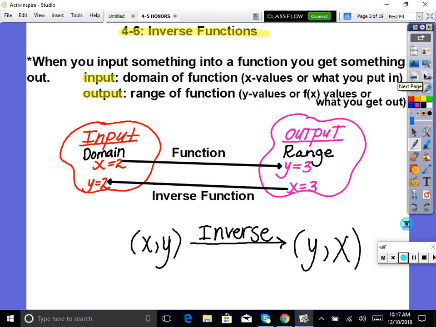First of all, input and output. When we input, it means we plug something in, and output is what we get out when we plug in a value. Correct, everybody? That's how input and output work in a function. So if that's true, then input is the domain. Domain is x values, which is input. Output is what we get out, or the range of the function, the y values.